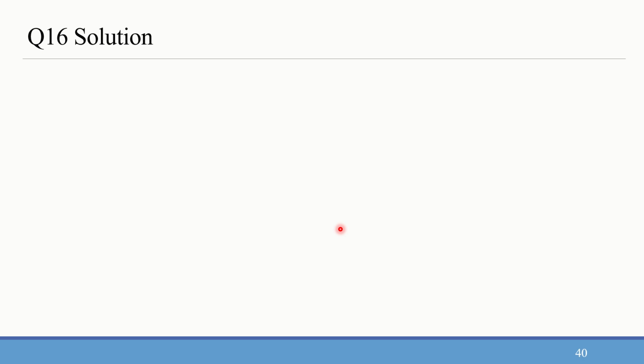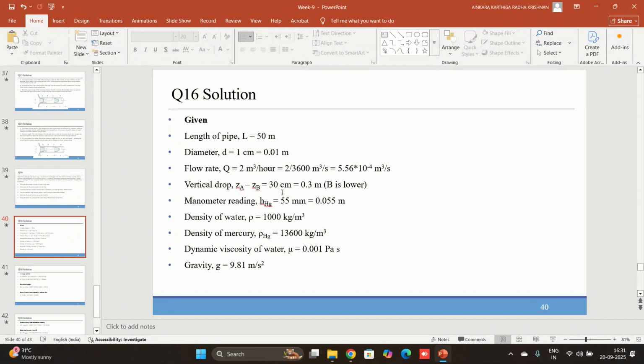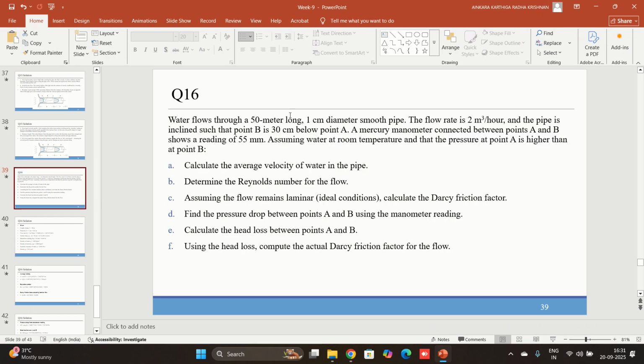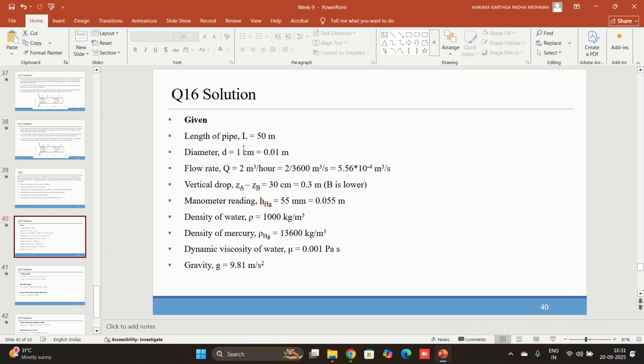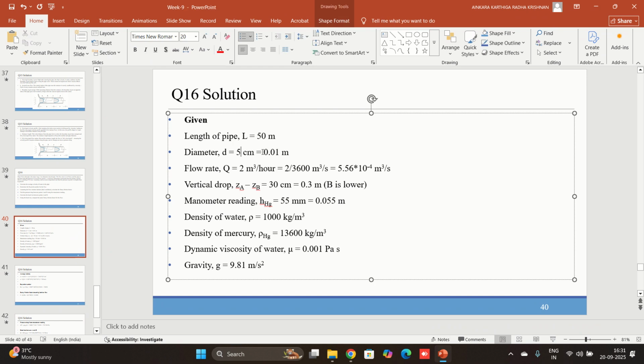First one was find the average velocity. So first let us see the given. Length of the pipe is 50 meters. Diameter of the pipe is 1 centimeter. Or like, why keep 1 centimeter everywhere? Why can't we keep it as 5 centimeter and we'll check. It is 5 centimeter and it is 0.05 meters.